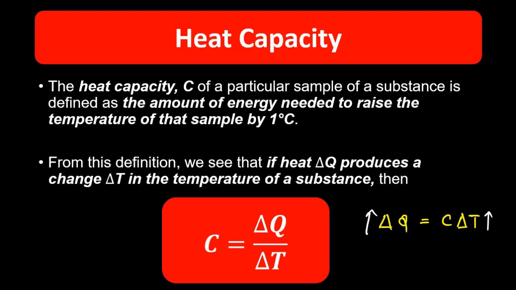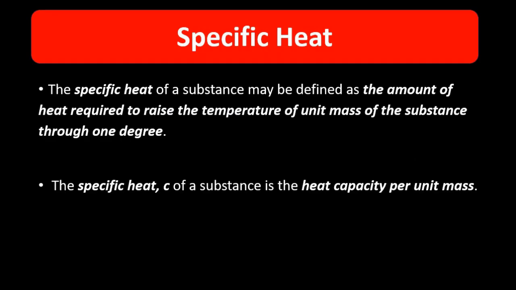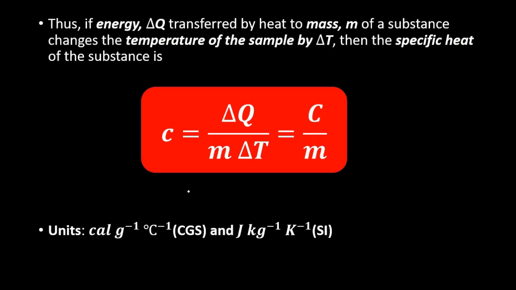And also specific heat. Specific heat of a substance is the amount of heat required to raise the temperature of a unit mass, that is 1 gram or 1 kilogram of a substance, through 1 degree Celsius. Again here the equation is heat is equal to mc delta T. Here it is small c, there it is capital C. Capital C is heat capacity, small c is specific heat. Again here heat and temperature. An increase in heat causes an increase in temperature.